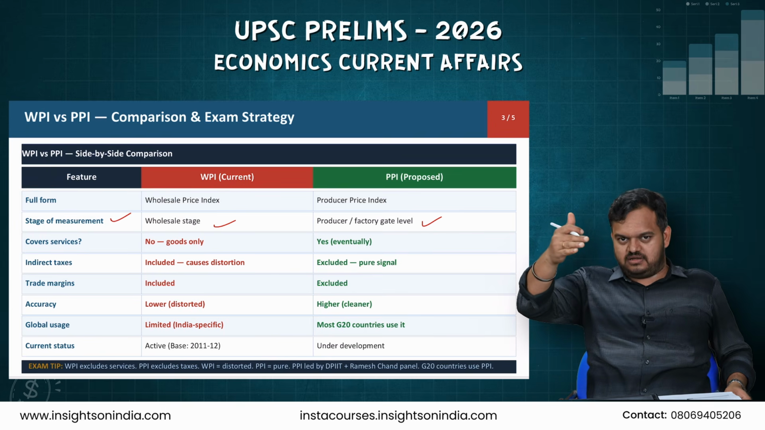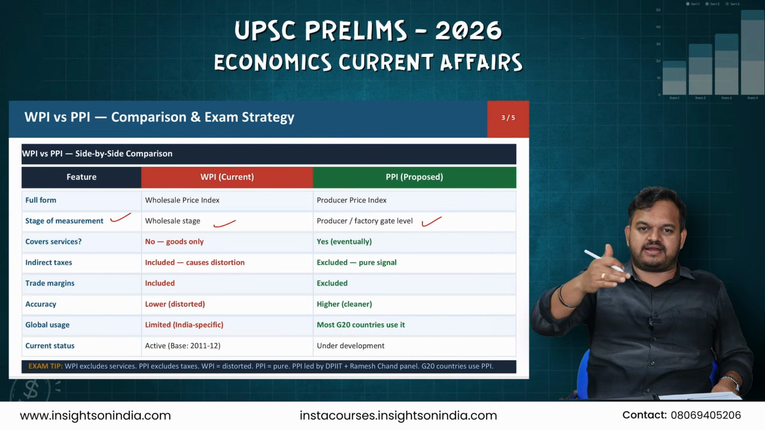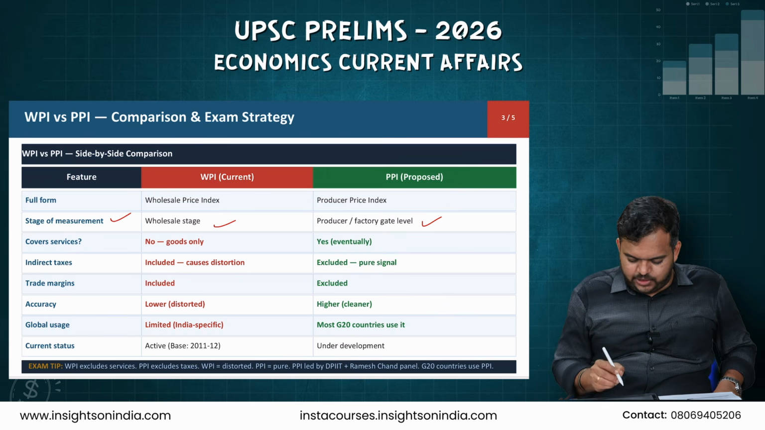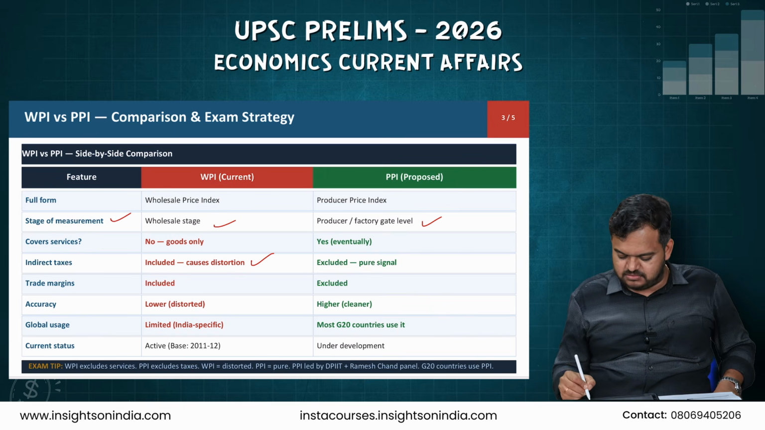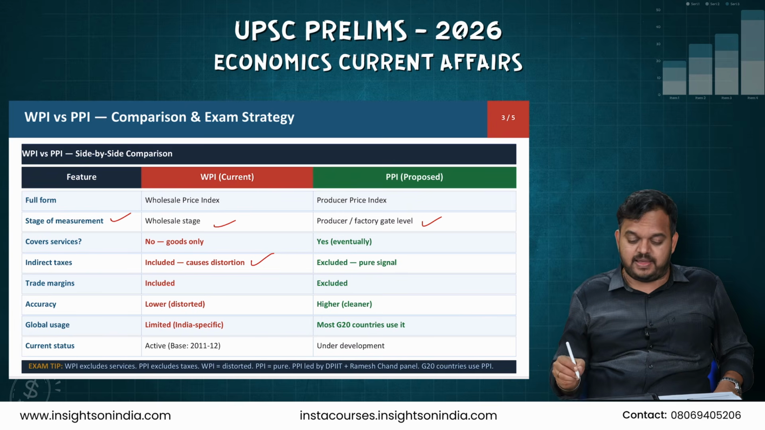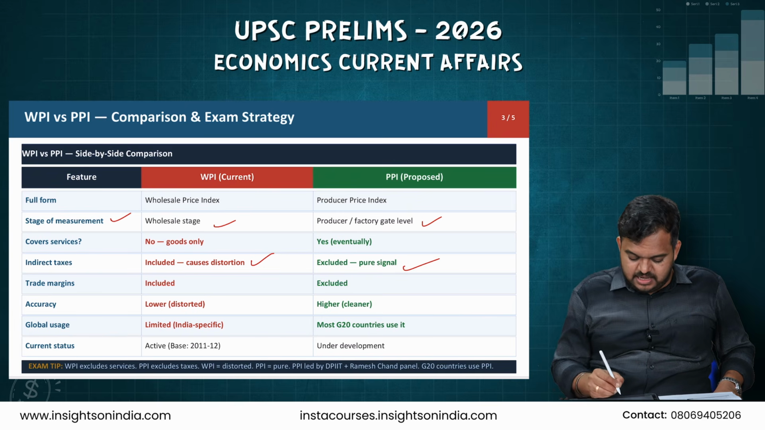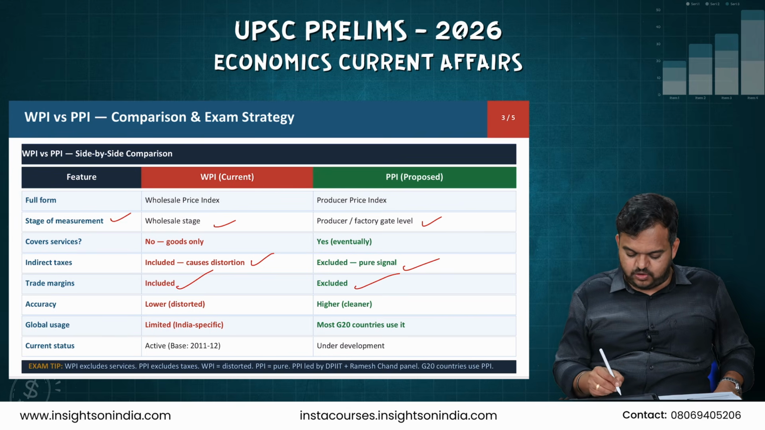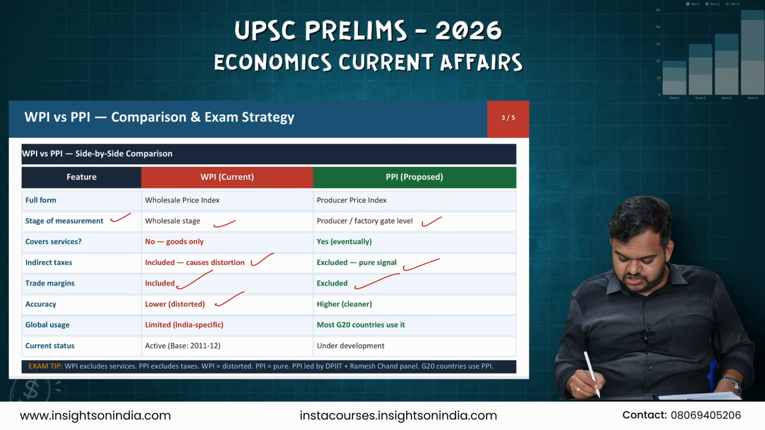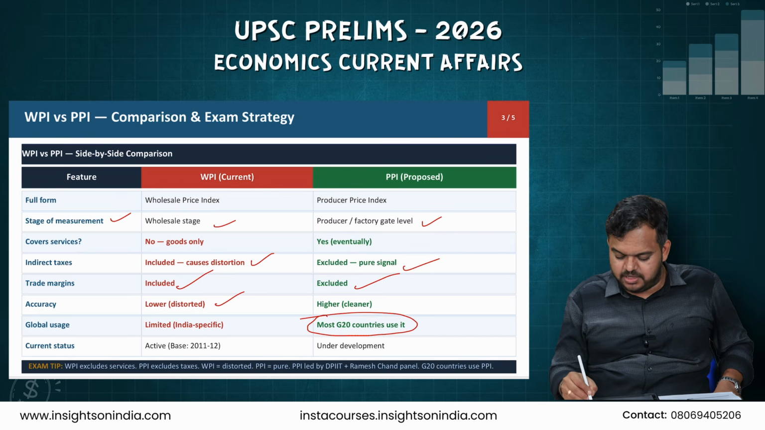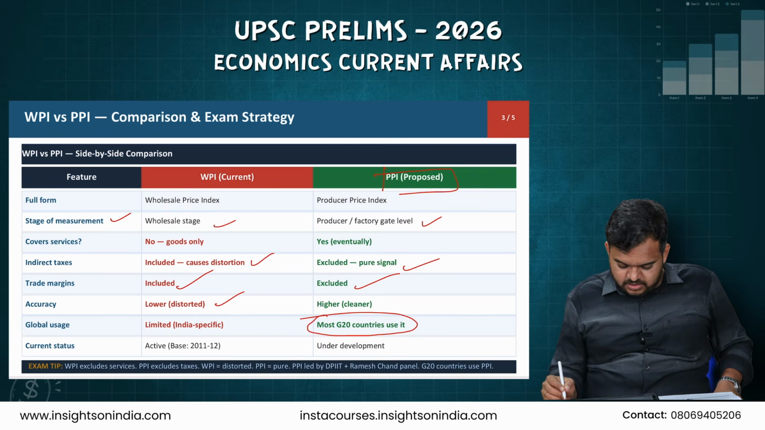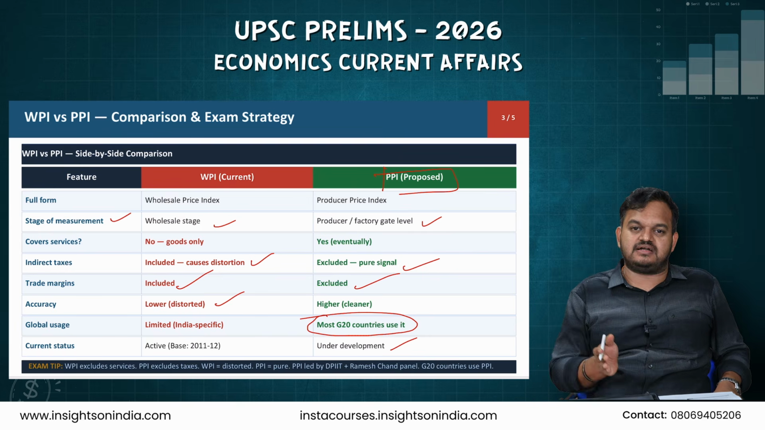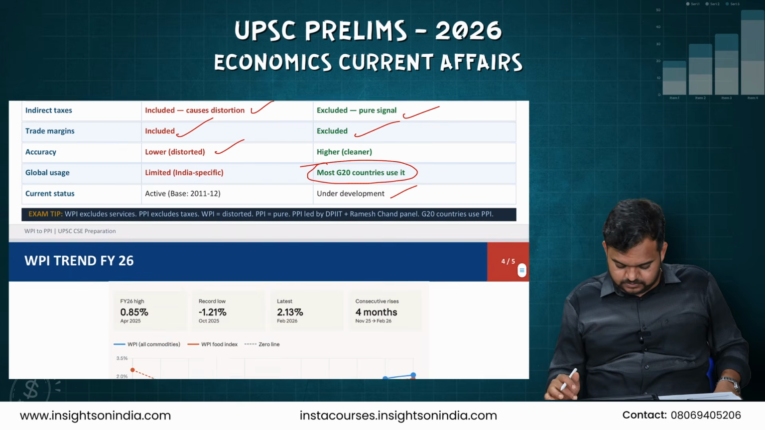That is why it exactly reflects the price of the product at the production stage. I mean, at the produce stage. It is produced, it is ready to come to market. At that level, we will get to know exactly what is the price. As I told you, indirect taxes are included in WPI at the wholesale level, but excluded in PPI, right? Trade margins of wholesaler included in WPI, excluded in PPI. Accuracy is low in terms of WPI. Global usage, most G20 countries use PPI methodology, right? So the base here is still under consideration. So these are the differences between WPI and PPI.